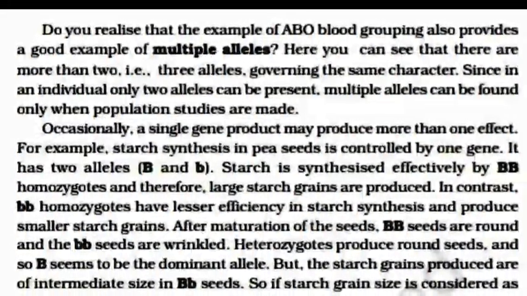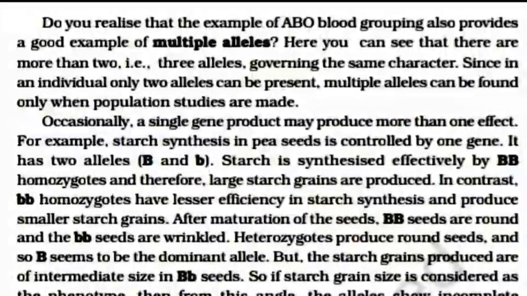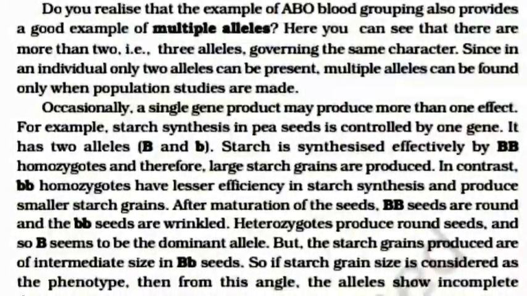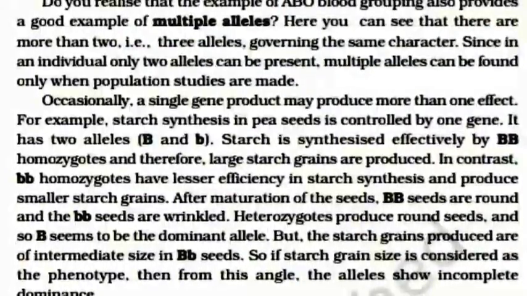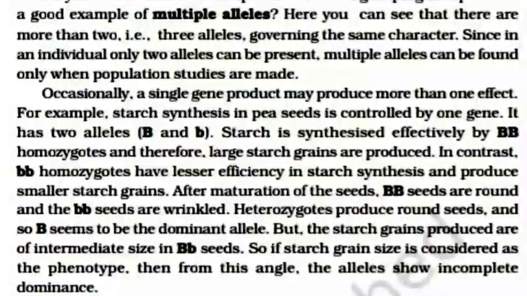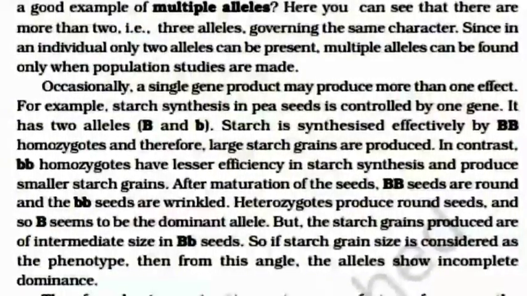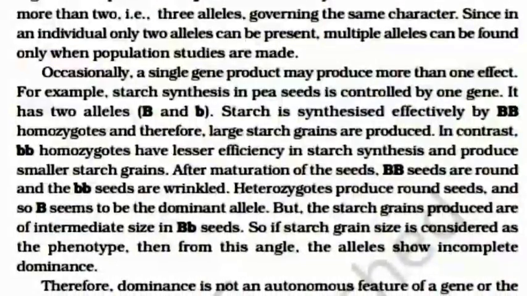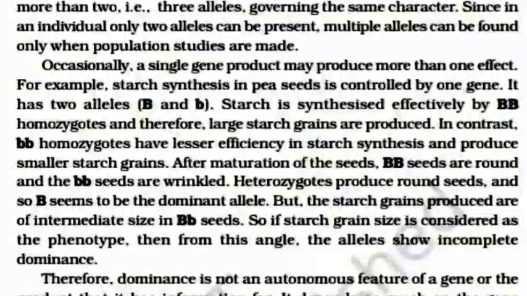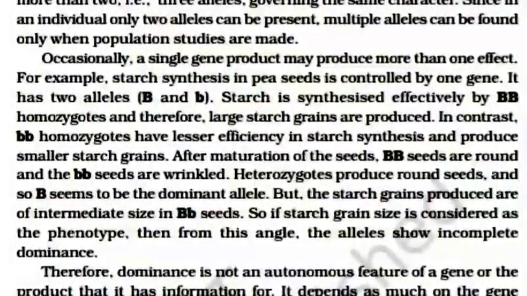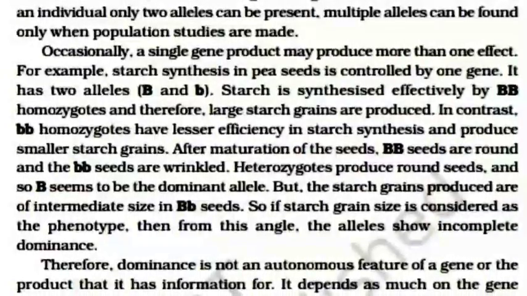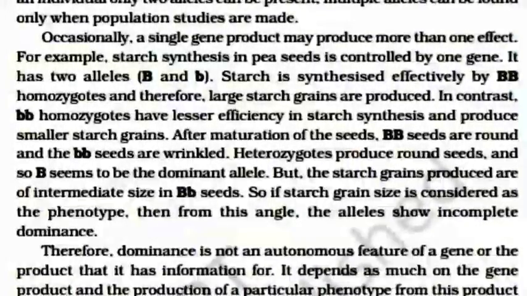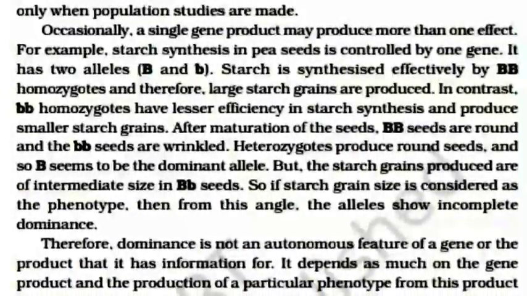Do you realize that the example of ABO blood grouping also provides a good example of multiple alleles? Here you can see that there are more than 2, that is 3 alleles governing the same character. Since in an individual only 2 alleles can be present, multiple alleles can be found only when population studies are made. Occasionally, a single gene product may produce more than one effect. For example, starch synthesis in pea seed is controlled by one gene. It has 2 alleles, capital B and small b.